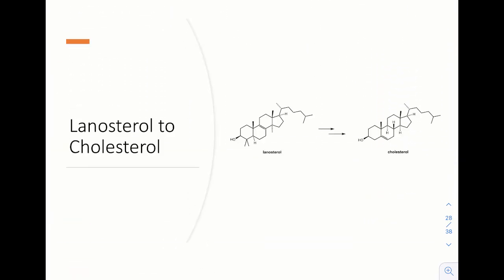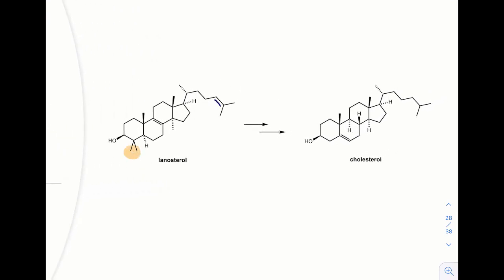For the final transformation from lanosterol to cholesterol, there's quite a bit. You can see both of these methyl groups are removed. In cholesterol, those are hydrogens. That looks fun. We can also see there's an isomerization of the alkene. And finally, hydrogenation of this alkene, from lanosterol to cholesterol. So quite a bit to do there. Actually, there is one more methyl that is removed. I didn't write it down. So this methyl also is not there in cholesterol.